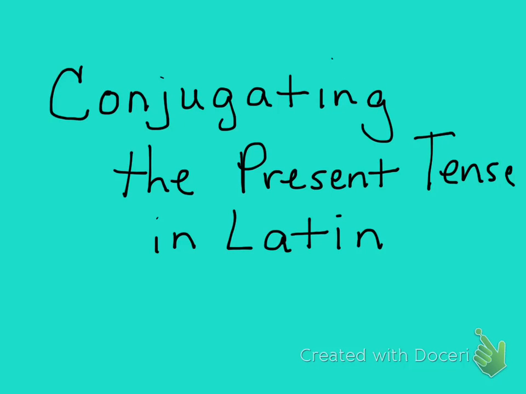Conjugating the present tense in Latin. Latin verbs in the present tense have two parts. One part is the stem, and one part is the ending. And you put those two pieces together to create a form.